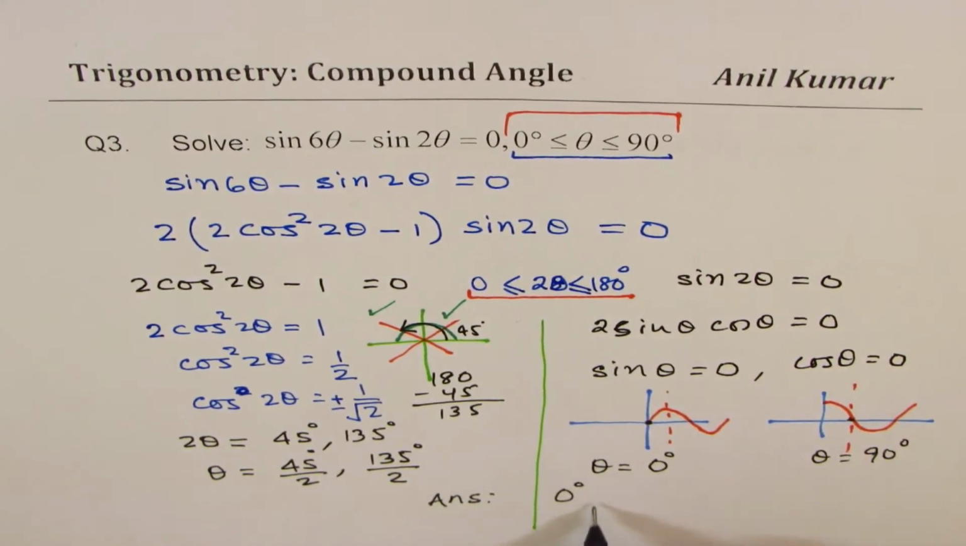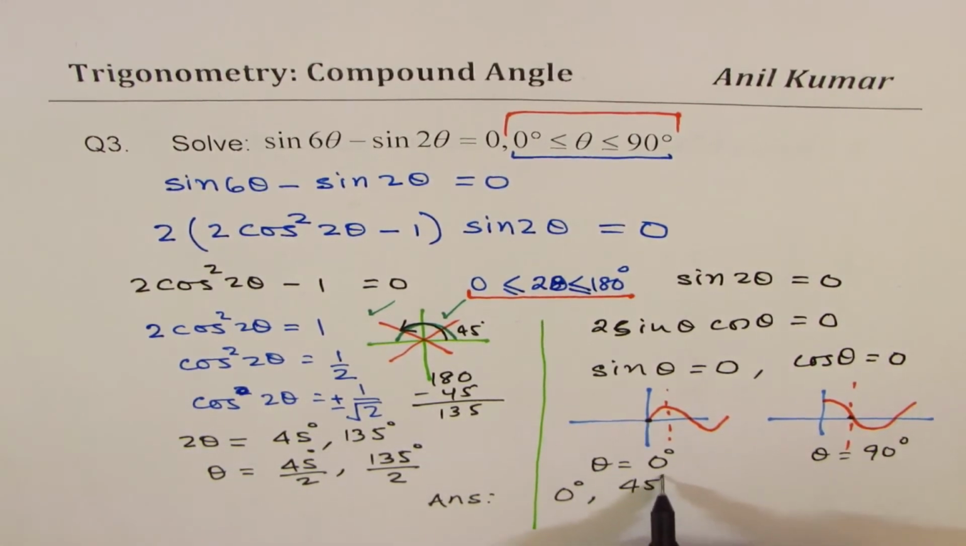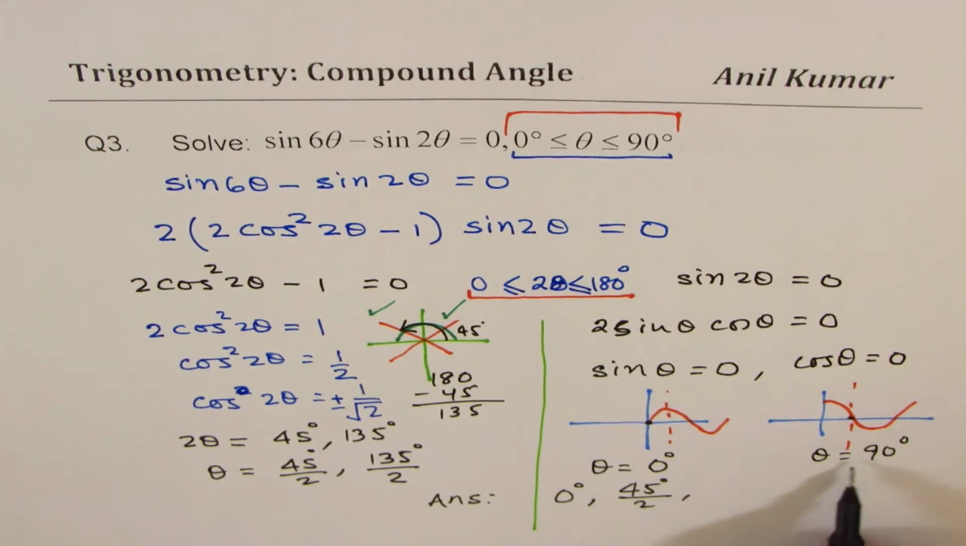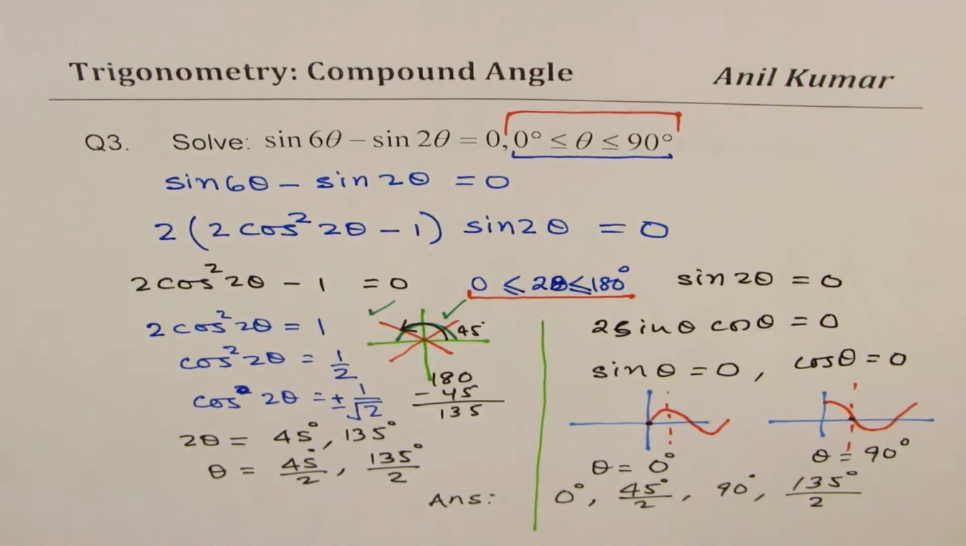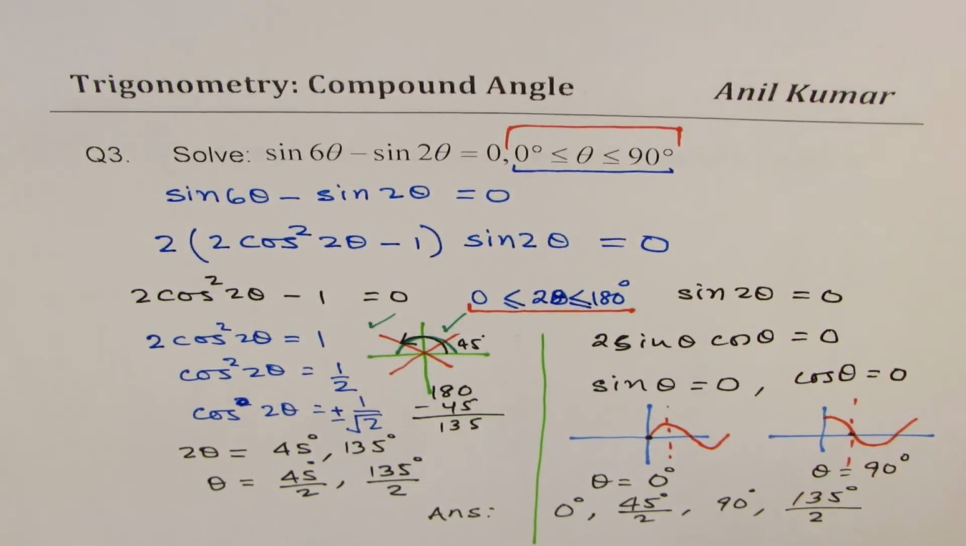So the answers are 0 degrees, 45 degrees divided by 2, 90 degrees and 135 degrees divided by 2. So these are 4 solutions for our question. I hope the steps are absolutely clear, and that is how it can be done. So let's move on to the last question now.